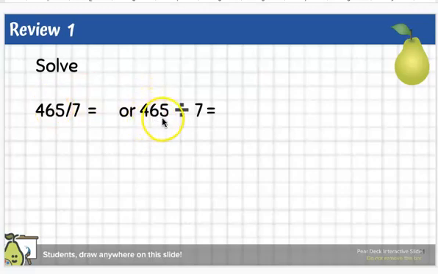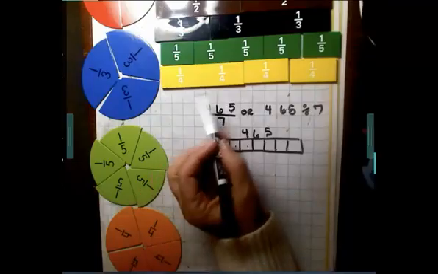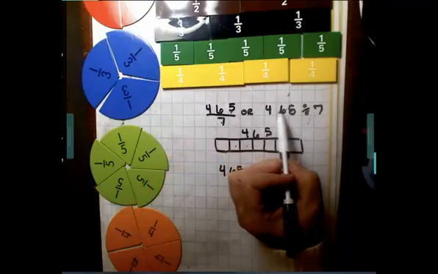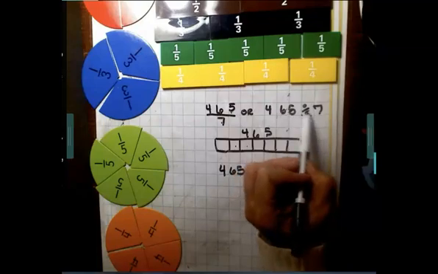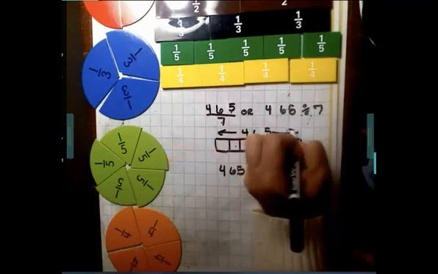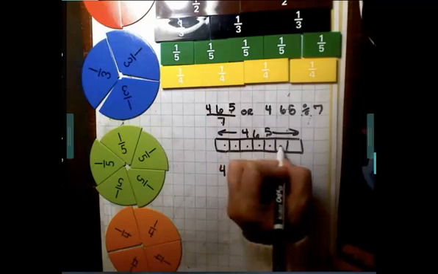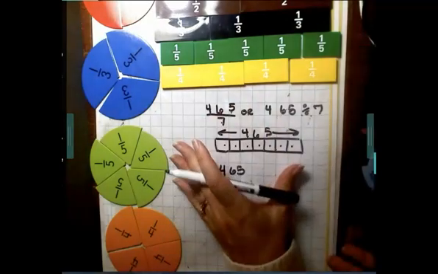Here you're taking 465, breaking up into 7 groups, and here you have 465 that are broken up into groups of 7. So how do we solve it? Pause the video, give it a go, and then I will show it to you as well. All right, so here's the problem. 465 sevenths, or 465 divided by 7, broken up into 7 groups. This is what it looks like on your bar model. Here's your whole value, 465, and you broke it up into 1, 2, 3, 4, 5, 6, 7. All right, so that's what we're doing.